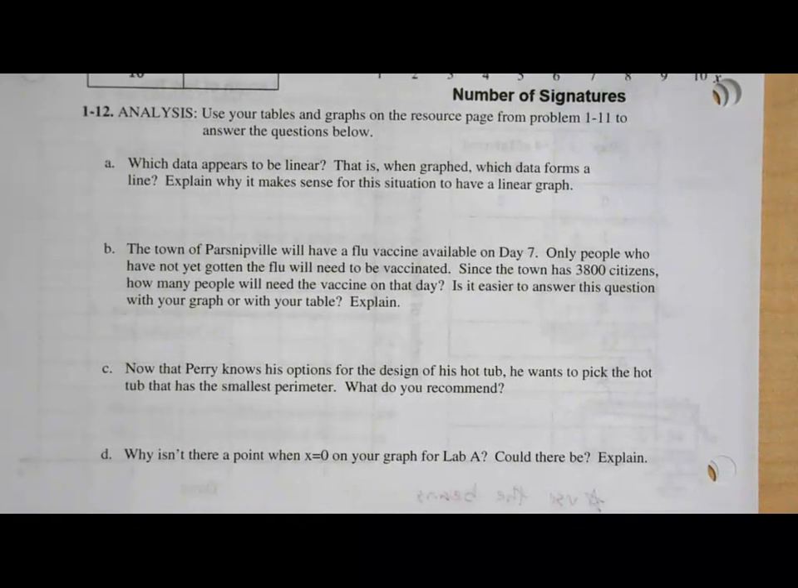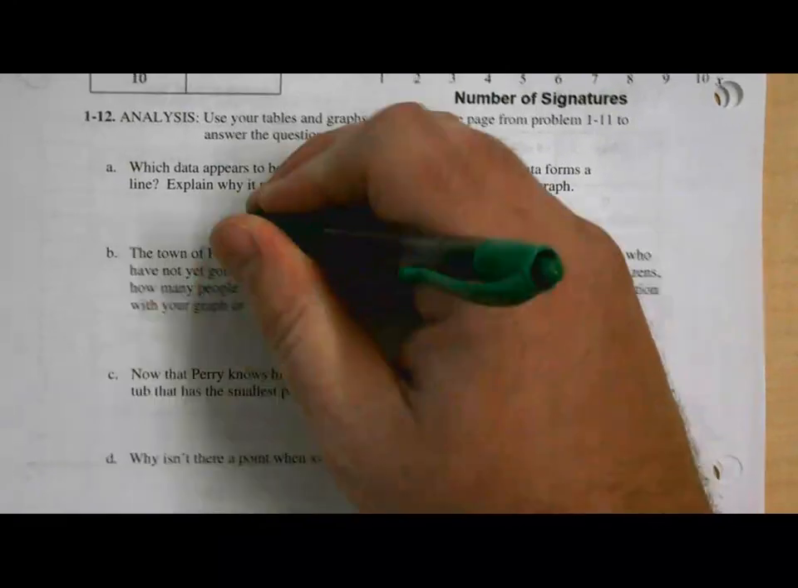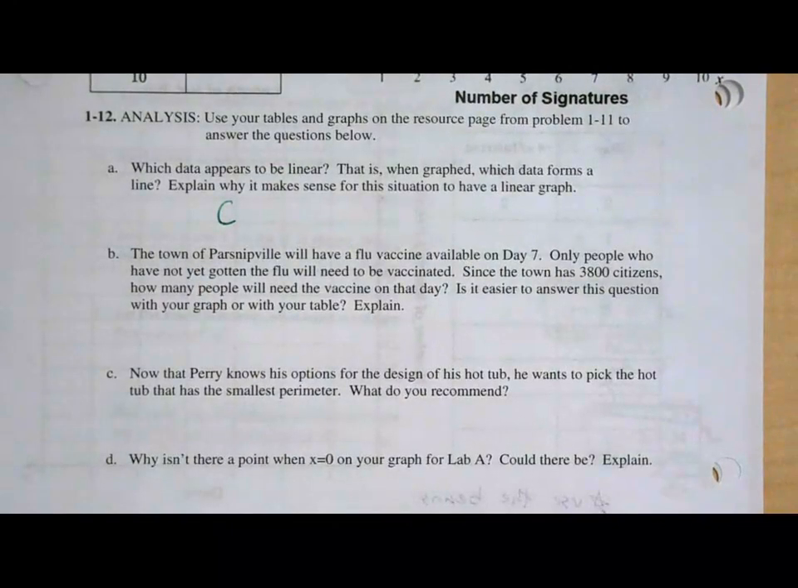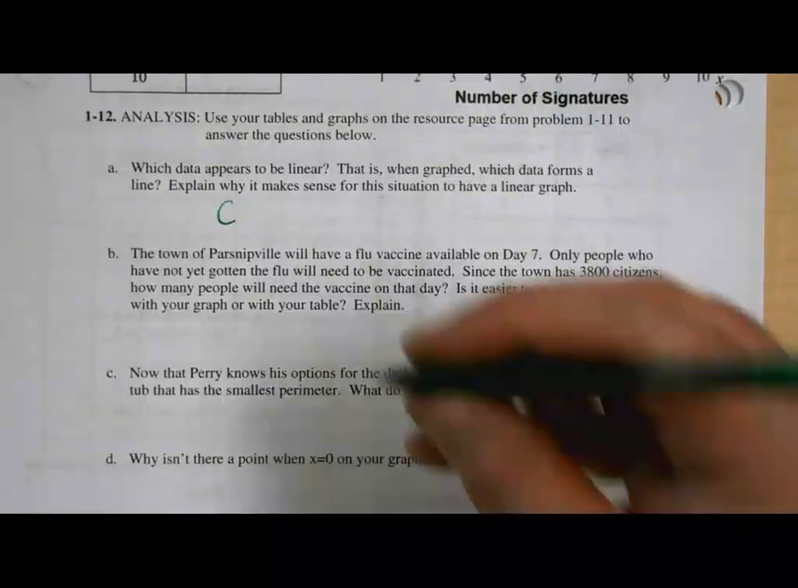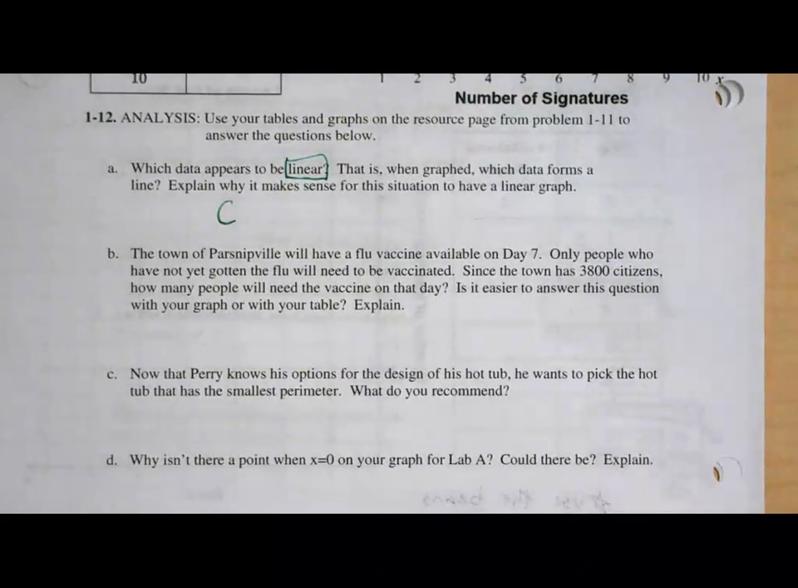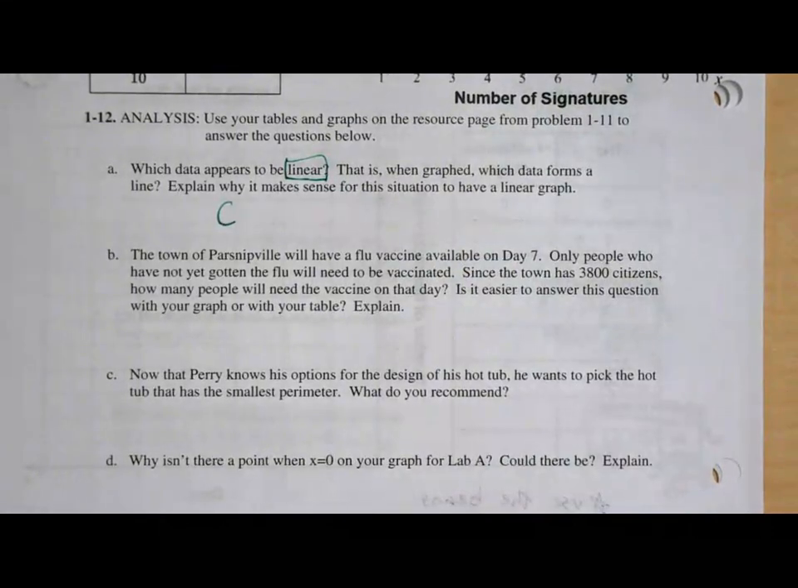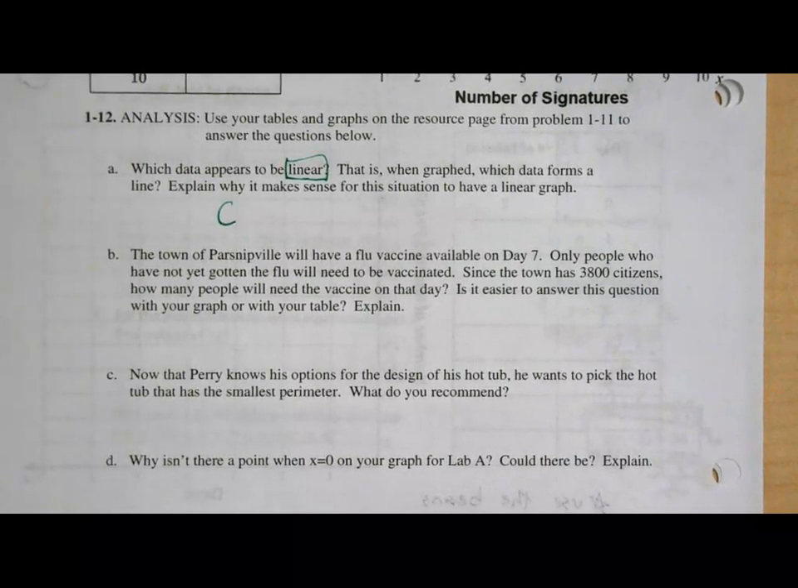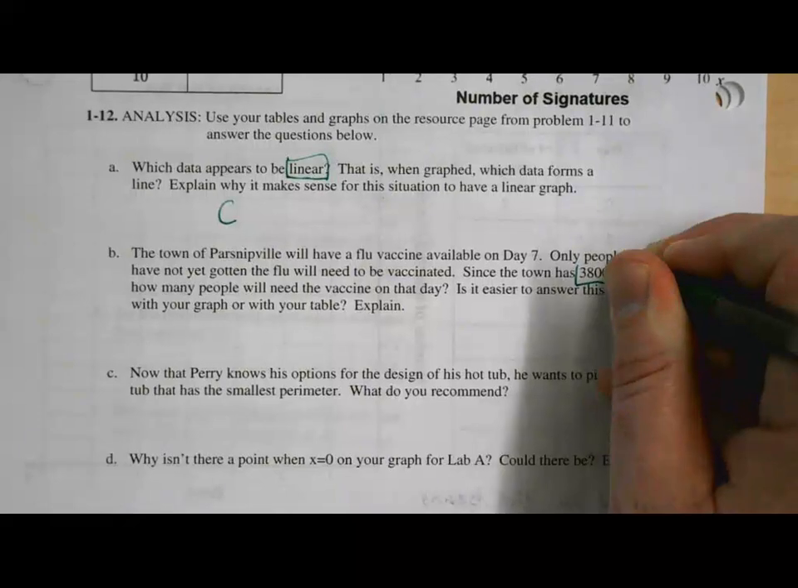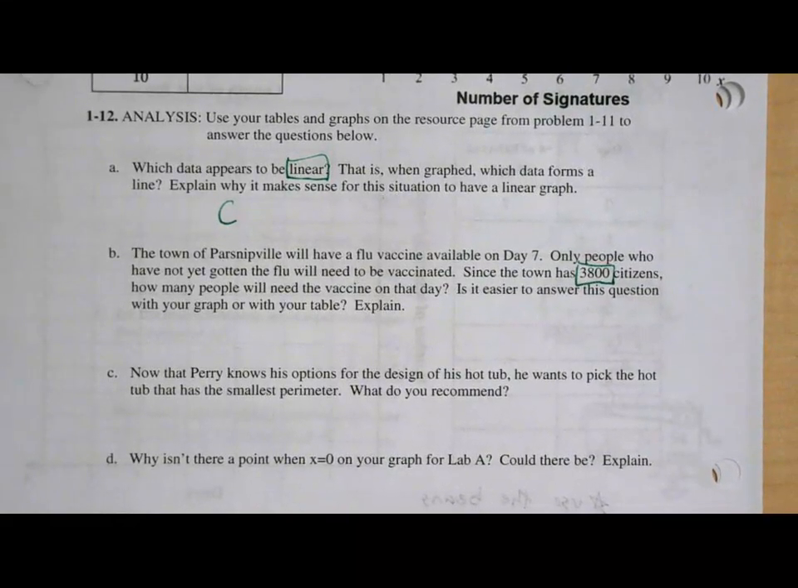C, the sign on the dotted line one. So I agree that C, for the most part. Now, it may not have been a perfectly straight line, but it was the closest to linear of the three. And some of you had some that looked exactly like a straight line. Part B says the town of Parsnipville, so this would go with the local crisis lab, has a flu vaccine available on day 7. There's 3,800 citizens. How many people are going to need the vaccine on that day?